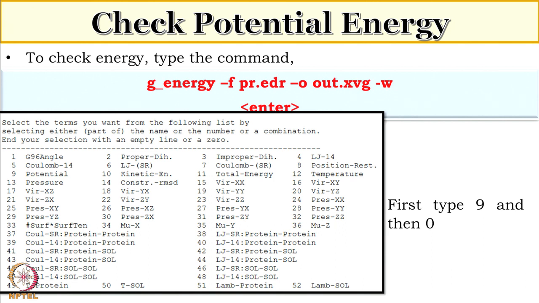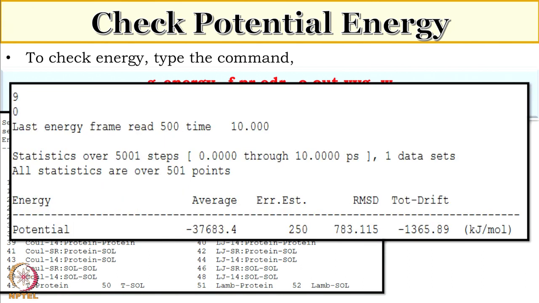Then give that XVG. Okay. So after you type 9 and then 0, it will give the value of potential energy. Here you can see that the average value is given as minus 37683.4 kilojoule per mole. You will also have the error estimate and the RMSD value as well.